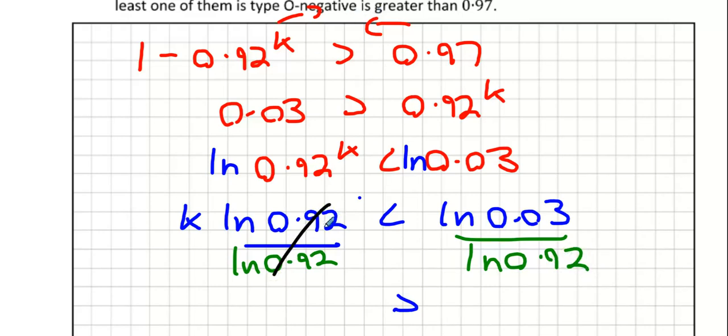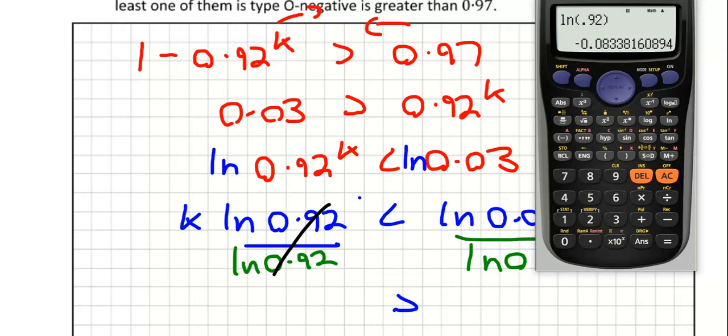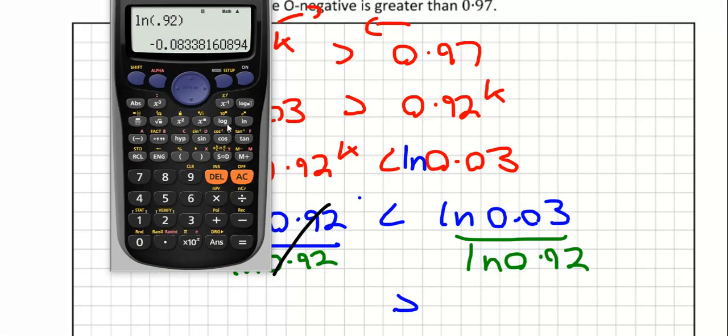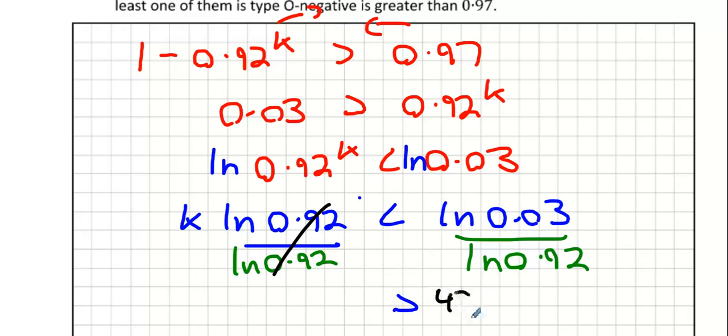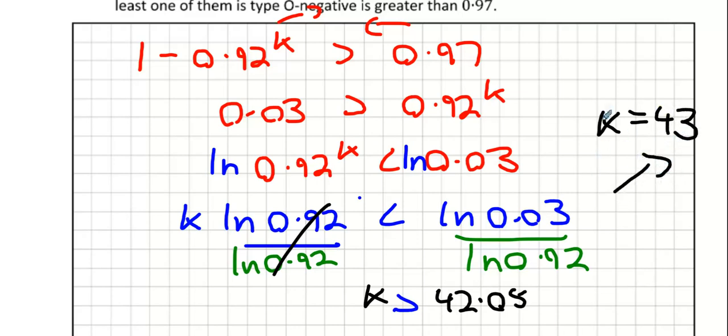And this means that k will be greater than ln 0.03 all divided by ln 0.92, which is 42.05, and this means that k will have to be 43, because it has to be bigger than 42.